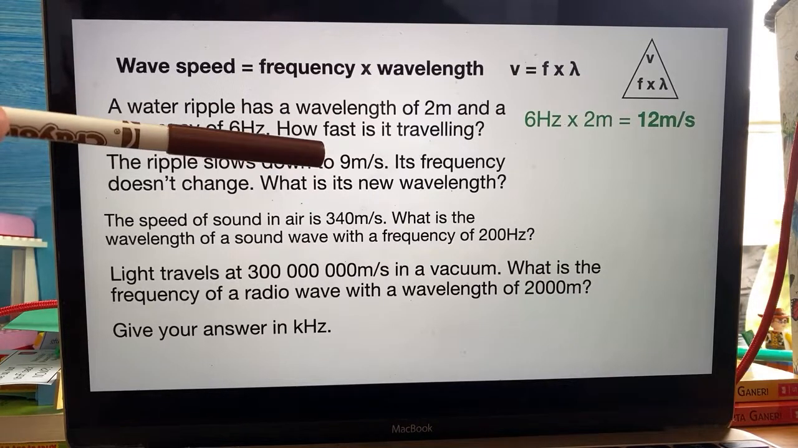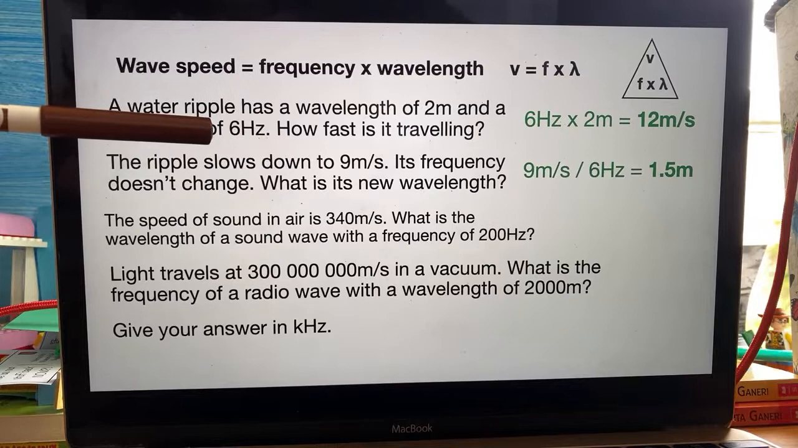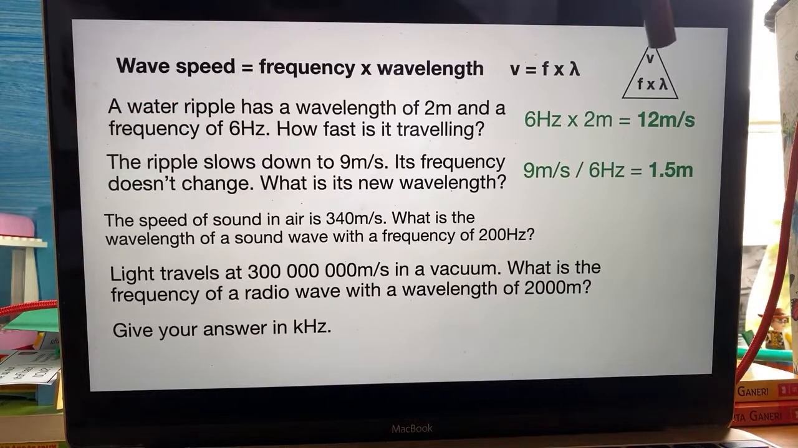So now we've got a new speed of 9 meters per second, but the frequency is still 6 hertz. So this time you do the speed divided by the frequency to get the wavelength. So it's 1.5 meters. The speed of sound in air is 340 meters per second. You will be expected to know that. What is the wavelength of a sound wave with a frequency of 200 hertz? Well, again, it's just speed divided by frequency. So you should have got 1.7 meters.